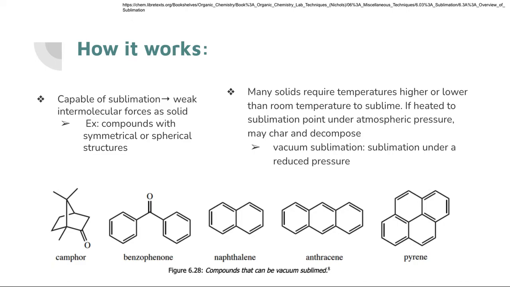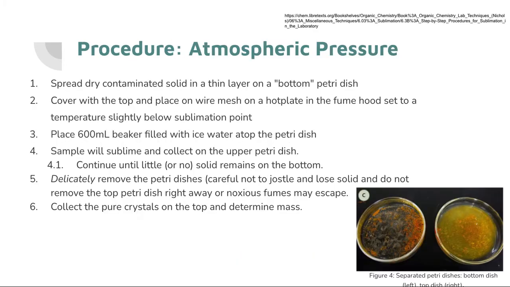Of solids with appreciable vapor pressures at room temperature, many still require rather high temperatures to actively sublime. If the solids are heated prior to their sublimation points under atmospheric pressure, some will char and decompose during the process. For this reason, it's very common to perform sublimation under a reduced pressure, cold vacuum sublimation. However, here we'll talk about sublimation under atmospheric pressures.